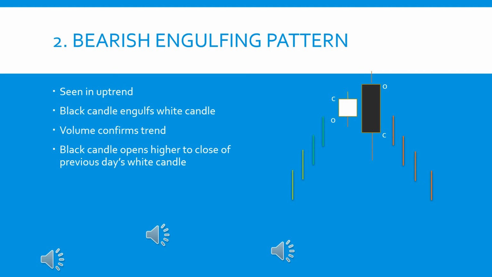One more thing that you note over here is that the black candle opens higher than the close of the previous day's white candle, which means that the buyers are trying to push the market up, but the sellers are suppressing the buyers and they are selling more of the stock, due to which the share price of that particular company is moving down, thereby leading to a bearish trend.